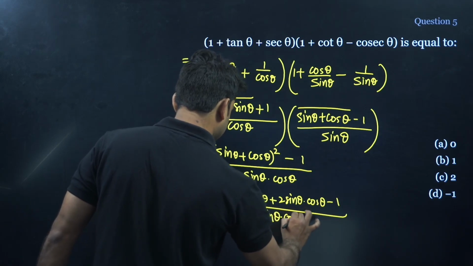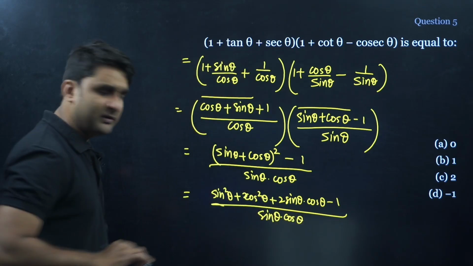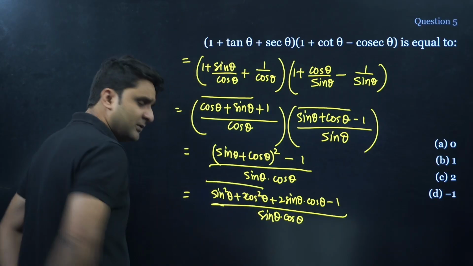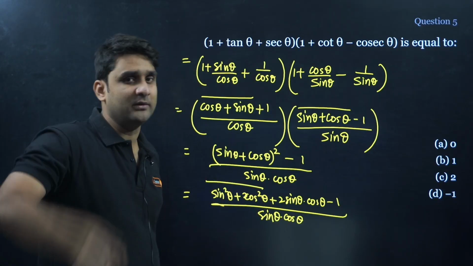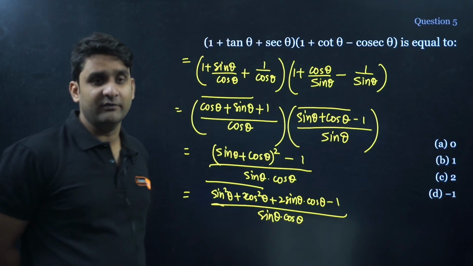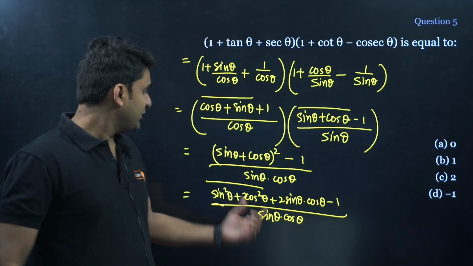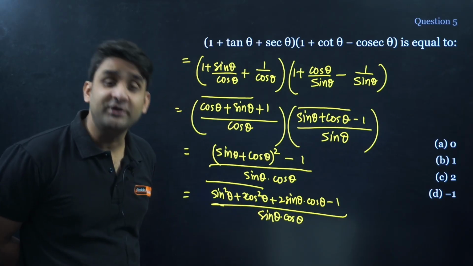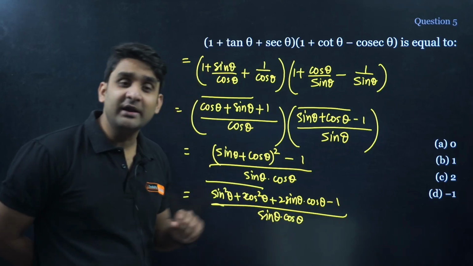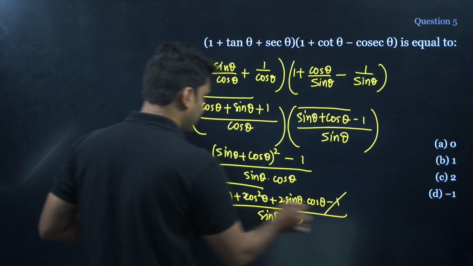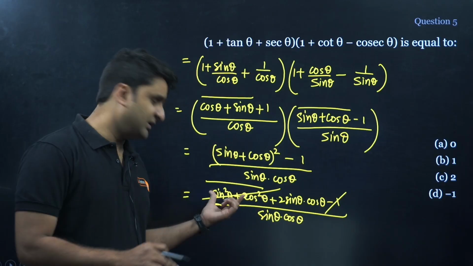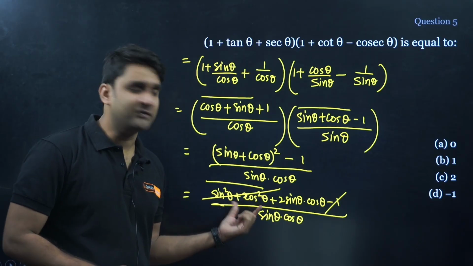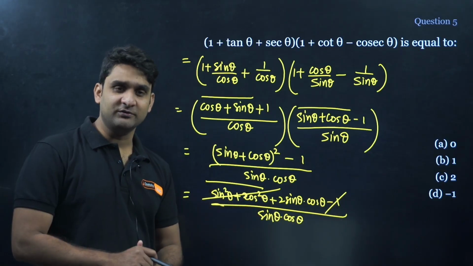Lovely students, if you focus here, this is sine square theta plus cos square theta, which is equal to 1. It is an identity, the very first identity: sine square theta plus cos square theta is equal to 1, positive 1. And we already have negative 1, so this negative 1 will cancel it, because it will give you positive 1, and here we have minus 1, cancelled.